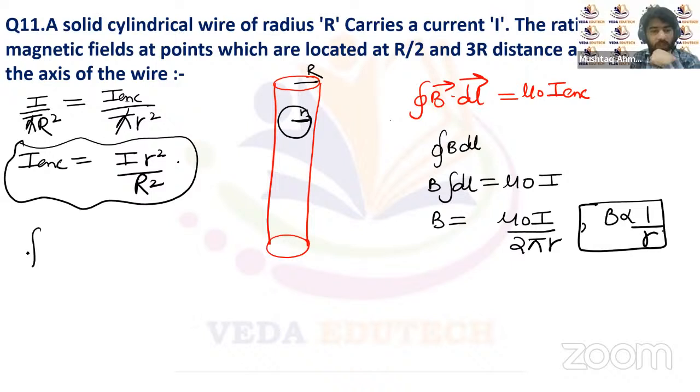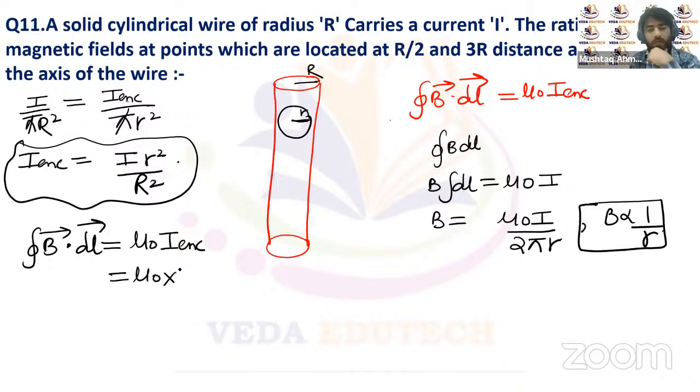Now once again applying Ampere's circuital law, the integral of B dot dl will be equal to mu naught I enclosed. The value of I enclosed here is I small r square upon capital R square, so it is mu naught times I small r square upon capital R square. This is the enclosed current in this Amperian loop.